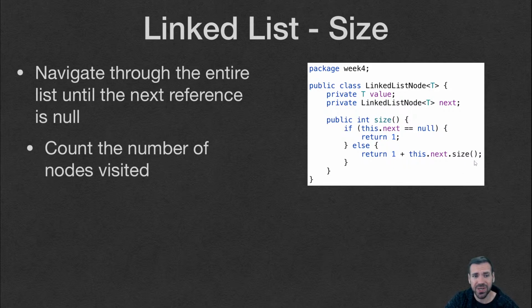And we're going to use recursion here. So with size, I'm going to call size on the head node, so on the very first node of the list. And I'm going to check if next is null. If next is null, what I know is that I'm looking at the end of the list. This is the last node of the list. If next is null, what I have is a list of size 1.